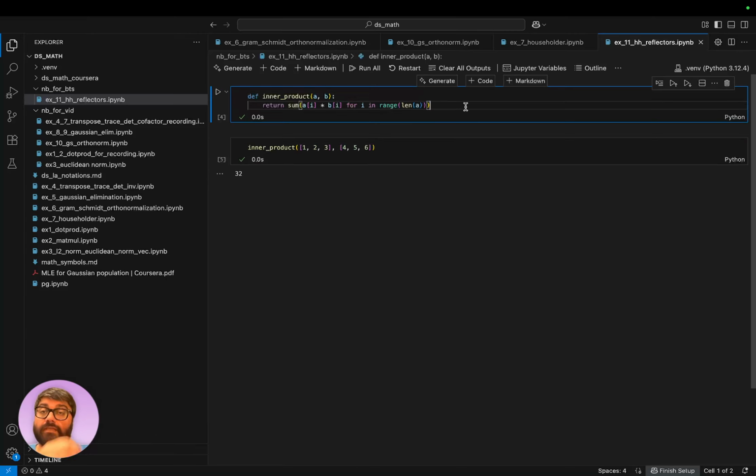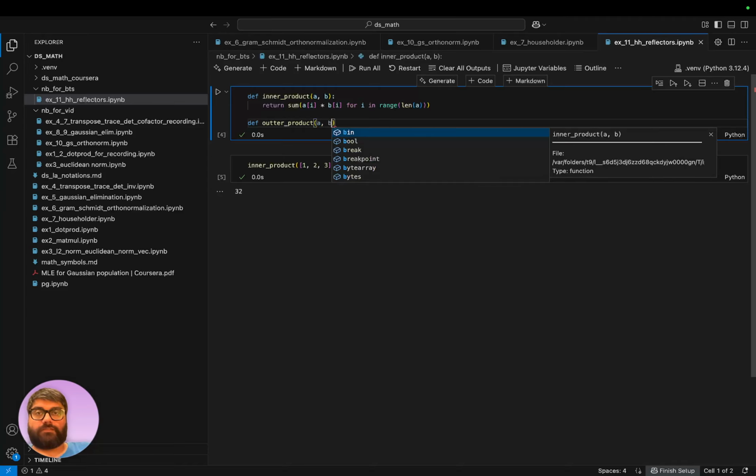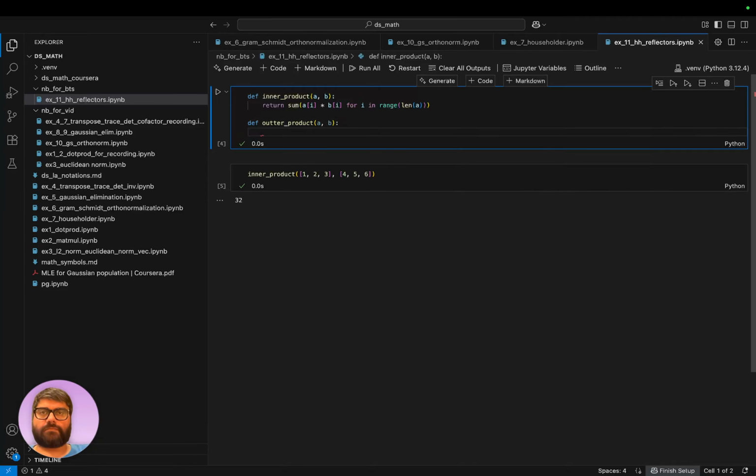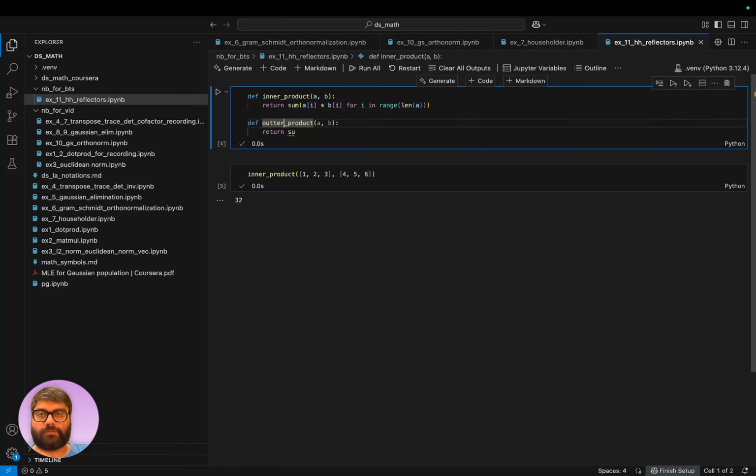I can just give it a generator expression, which is nice because it just removes a step. Anyways, the outer product, this one was a little trickier. So return sum. Oh, I misspelled outer product. And there's no sum. I don't know why I'm doing sum.